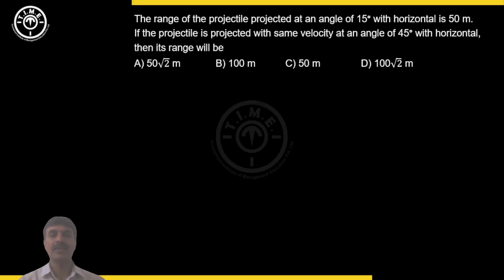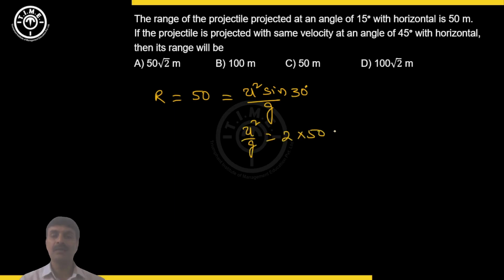Another question. The range of a projectile projected at an angle 15 degree with the horizontal is 50 meter. So range is given as 50 meter, which is u square sine 2 into 15, that is sine 30, by g. But what is sine 30? It's 1 by 2. That means u square by g is 2 into 50, which is 100.